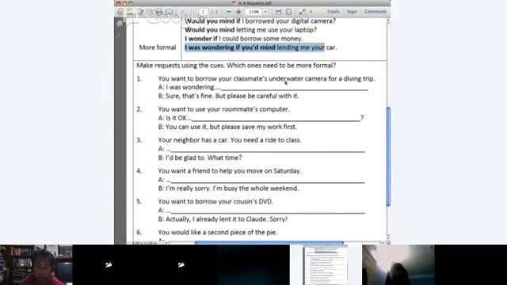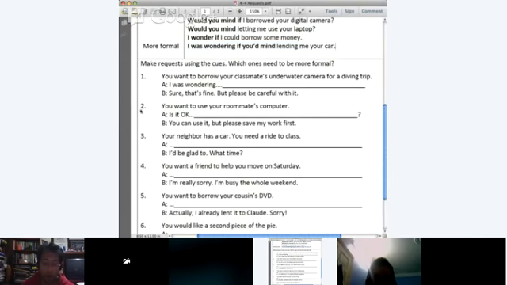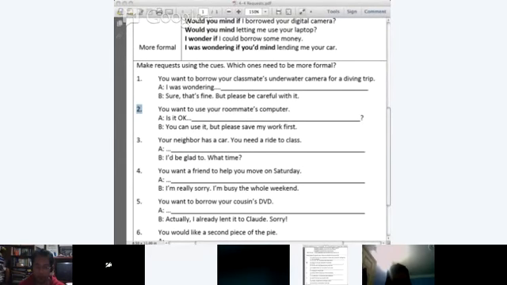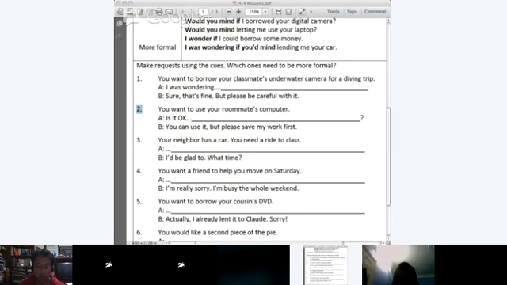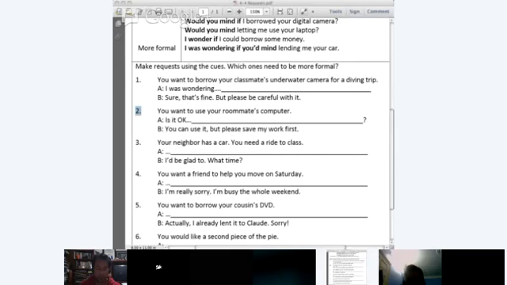Okay, good. Number 2, you want to use your roommate's computer. And you start the question with, "Is it okay?" How should you complete your question? Is it okay? Go ahead. Sure, yeah. Is it okay if I use your roommate's computer? Yeah, good. Except you're asking the question to your roommate. So if you're speaking to your roommate, how would you ask it? You want to use her computer. So what pronoun would you use?